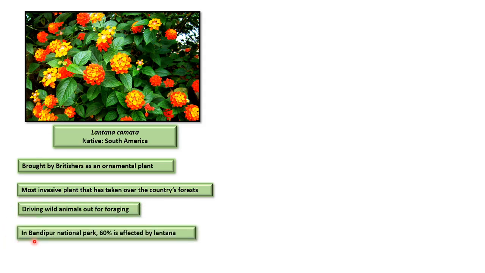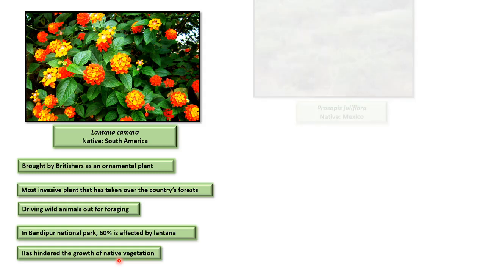For example, in Bandipur National Park, which is in Karnataka, almost 60% of forest area is affected by Lantana. And the main threat due to this is that this particular plant hinders the growth of all the native vegetation, endemic species present in the forest.